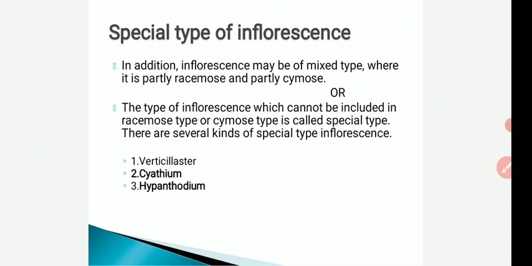For example, verticillaster type of inflorescence, cyathium, hypanthodium. So these inflorescences we cannot place into either cymose or racemose. That's why these inflorescences are called a special type of inflorescence. So let's see what are the peculiar characteristics so that these inflorescences are called a special type of inflorescence.